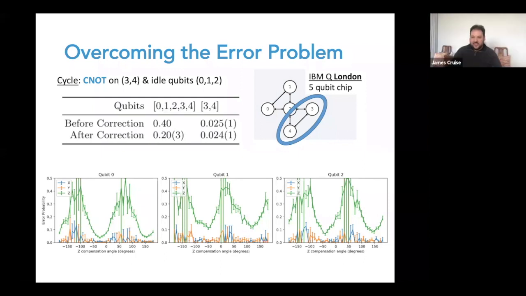Konstantinos Georgopoulos asks, can cycle benchmarking tell if an error is due to qubit decay or gate infidelity? I'm not sure that I understand the question.